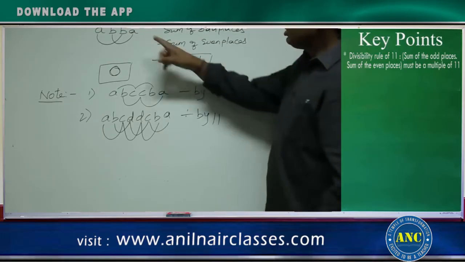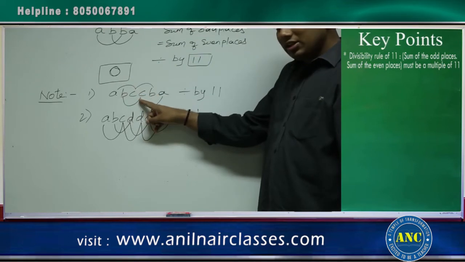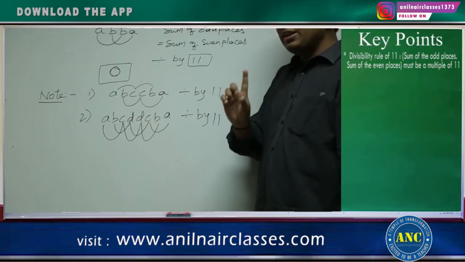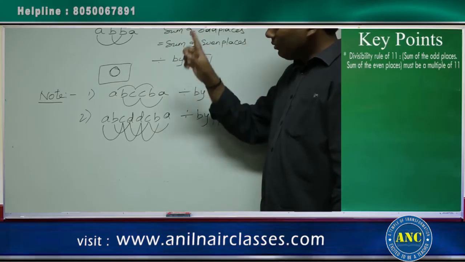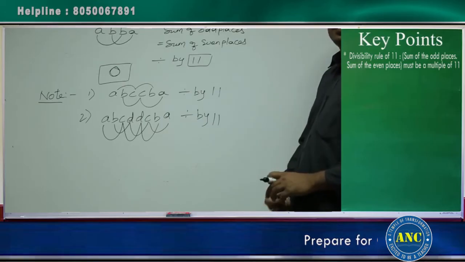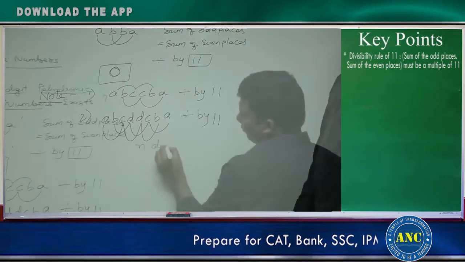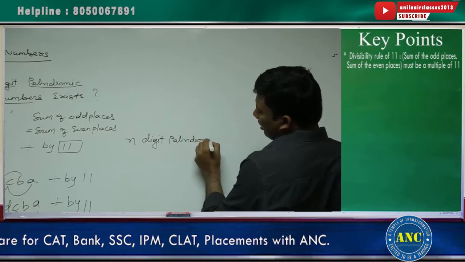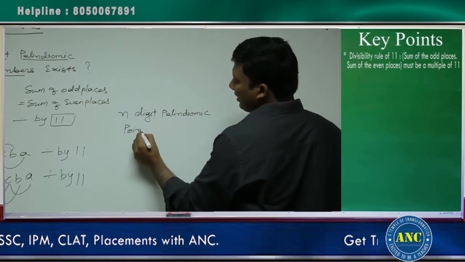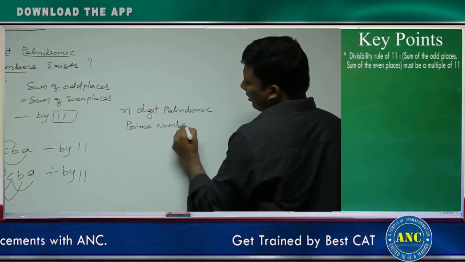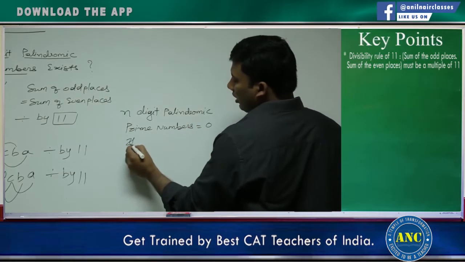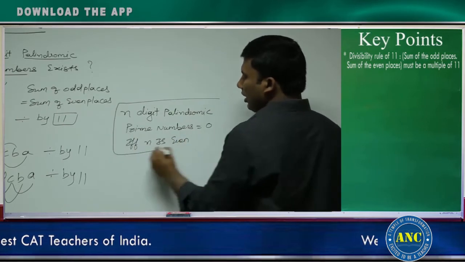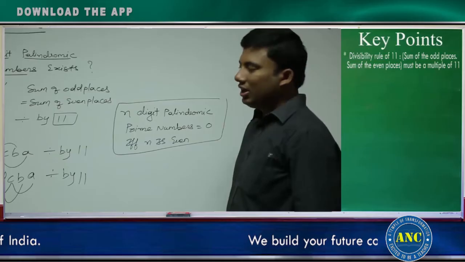That means for 4-digit palindromic primes, the answer is 0. 6-digit palindromic prime numbers, 0. 8-digit also 0. N-digit palindromic prime numbers will be 0 where N is even. This is the learning from this question. N-digit palindromic prime numbers is 0 if N is even.